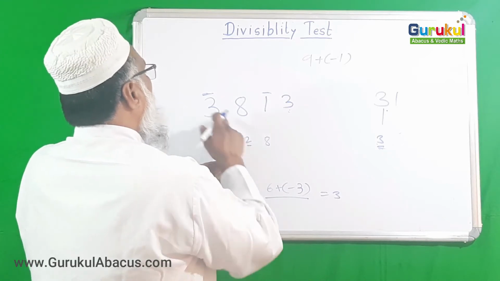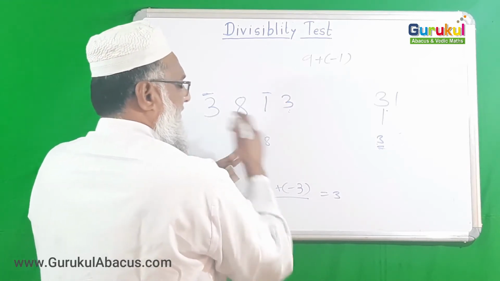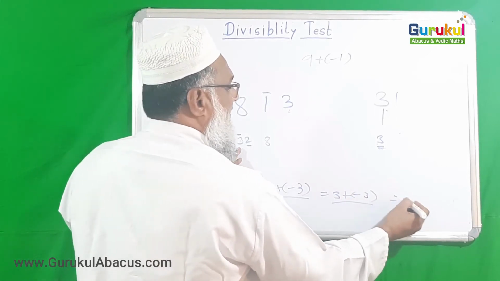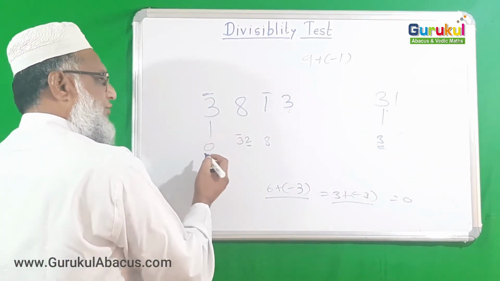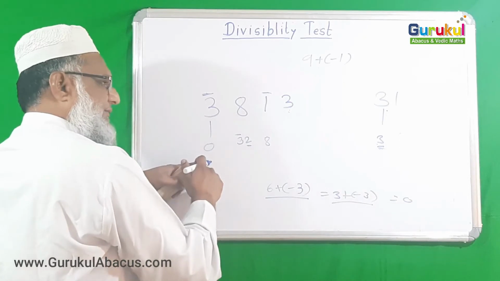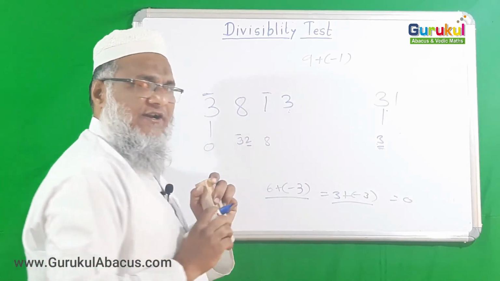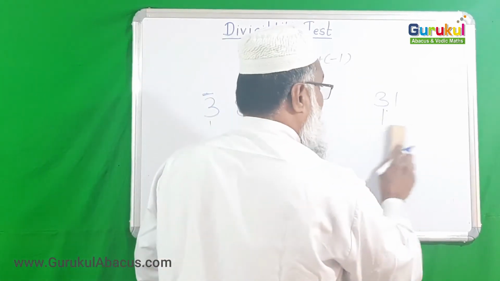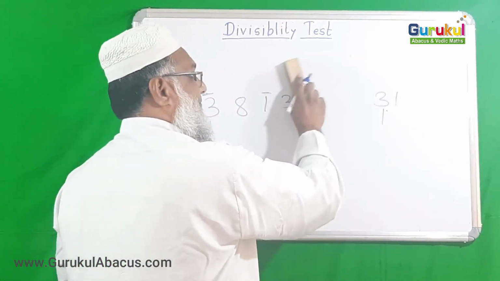Then in 3 you add this digit, 3 plus bar 3, then finally you are getting 0 here. Okay, so 0 or a multiple of 31, if it would be here, this number is exactly divisible by 31. In that way we can say. So here see a beauty of Vedic maths.